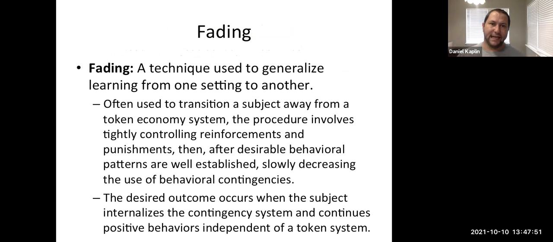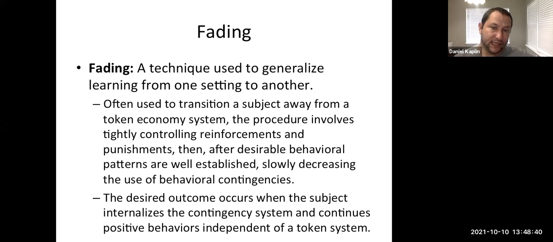Now, as I said, fading is a technique that helps you generalize learning from one setting to another. The way we do it is eventually we want to take you off of the reinforcement contingency. We want you to get to do it across the environment and for its own sake, right? So fading gets you to do that. So we transition away from the token economy by saying, okay, new rules. Instead of having to, I don't know, do your homework 3 times a week, now you have to do it 4. So you're shaping it, you're increasing the expectation.